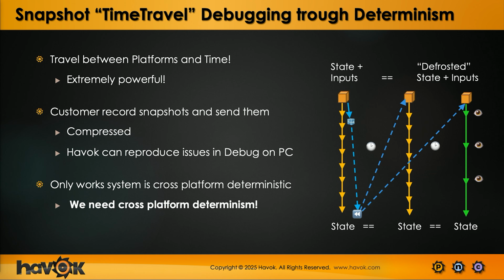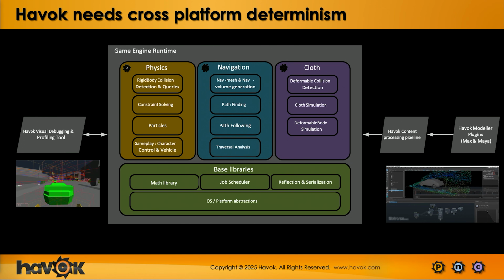It's extremely powerful. And yes, we heavily rely on this at Havok for our physics product, for the cloth, and for the navigation. And it only works if the system is cross-platform deterministic. So we need cross-platform determinism. This is what Havok is doing.